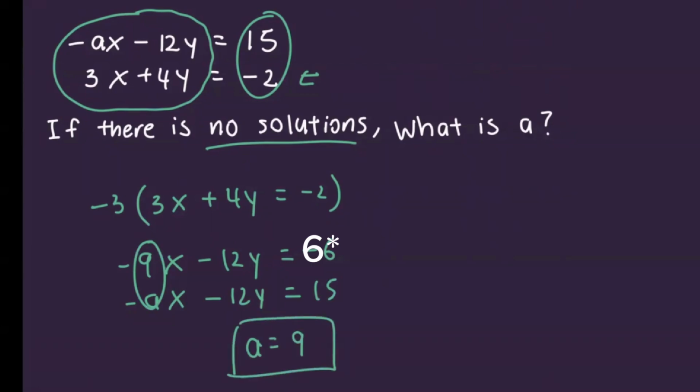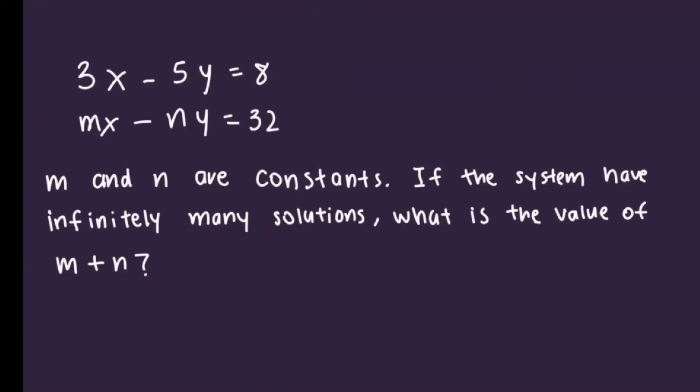How are you doing so far? It's simple, right? Now let's take a look at this one. m and n are constants, and the system has infinitely many solutions. What is the value of m plus n? When a system of equations has infinitely many solutions, it means that both equations are essentially the same. So how can we get the second equation to be the same as the first equation? Or the other way around, how do we get the first equation to be the same as the second equation?